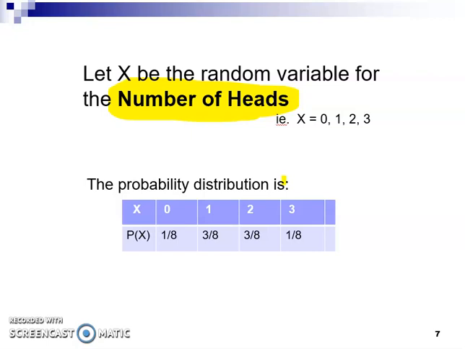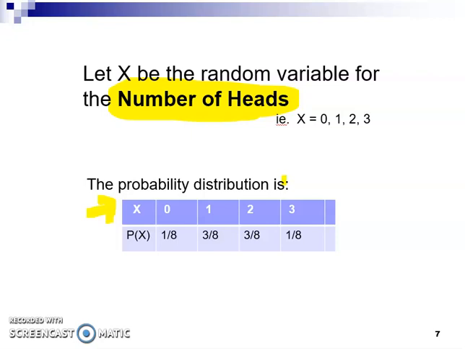Now this probability distribution looks a lot like a frequency distribution, except our frequency distributions were usually listed as columns. A probability distribution is usually listed horizontally in rows. So this first row, those are the values of the random variable. X could be either 0, 1, 2, or 3, meaning the number of heads. Then we want to get the probability of those occurring.